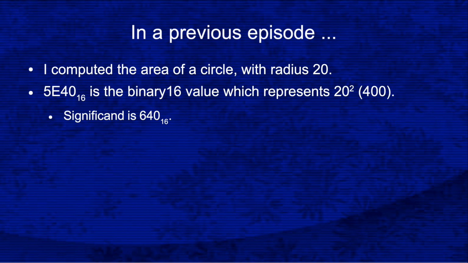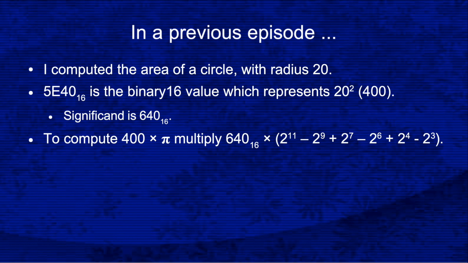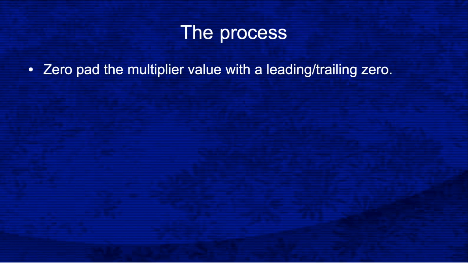This has a significand of hexadecimal 640. To compute the product of the significands of 400 times pi, we need to compute the product of hexadecimal 640 times the quantity 2 to the 11th power minus 2 to the 9th power plus 2 to the 7th power minus 2 to the 6th power, plus 2 to the 4th power, minus 2 to the 3rd power. To help us decode the multiplier, as differences of powers of 2, we're going to prepend a leading 0 and append a trailing 0 to the significand of the multiplier.